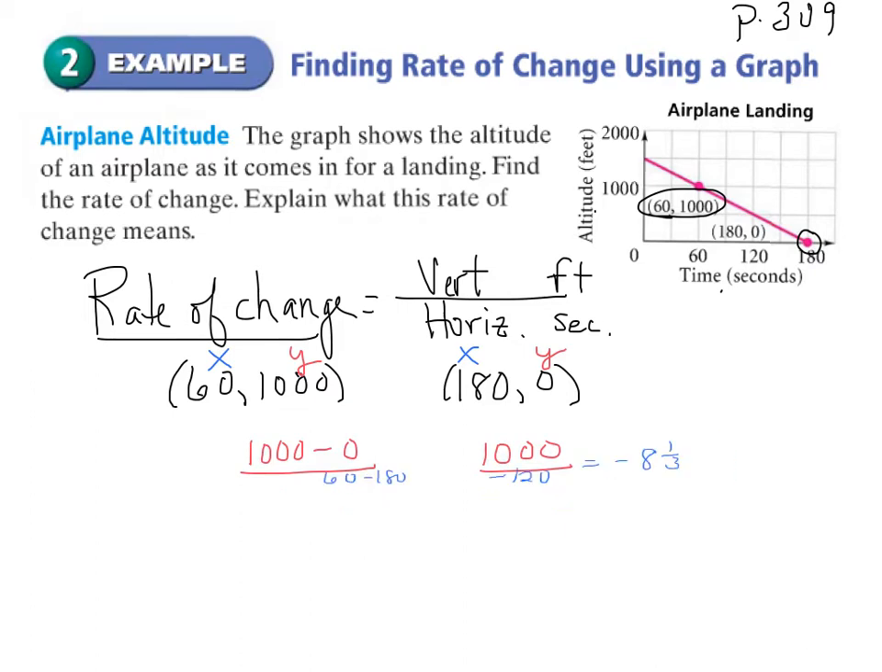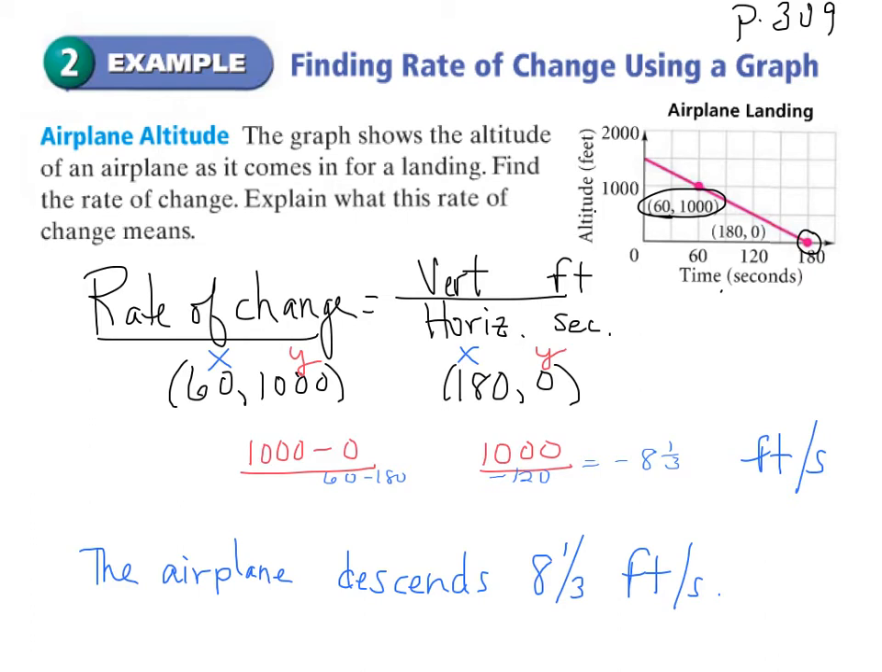Now, in the context of this problem, we must put labels with it. Now, this is the great part. You can just look at what you had prior. What was this? This was feet per second. So we know this is feet per second. Now, what does that mean? That means this. The airplane descends, because that goes down, 8 1/3 feet per second. So every second, the plane drops 8 1/3 feet.